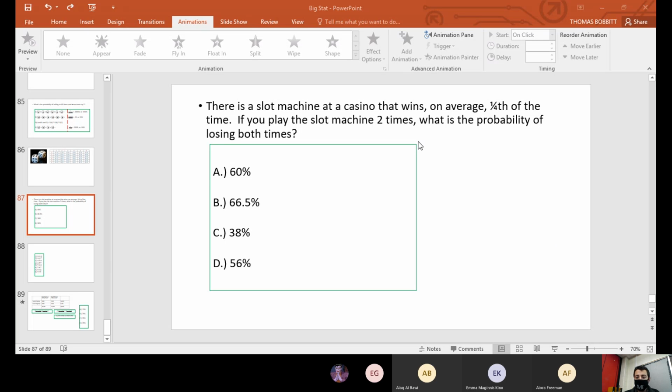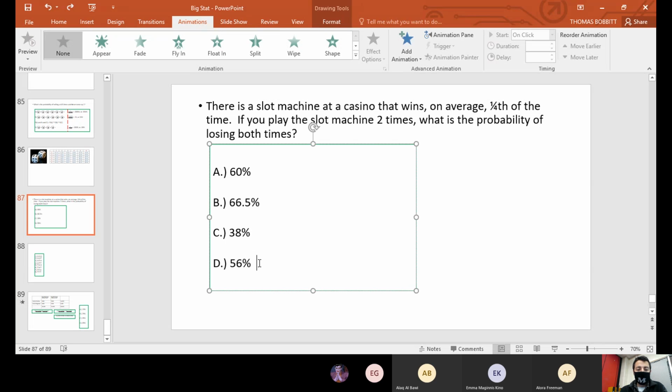All right, can I get a hand raise if you think it's A? All right, can I get a hand raise if you think it is B? All right, can I get a hand raise if you think it is C? All right, can I get a hand raise if you think it is D? All right, yes, you guys are right. It's going to be D.